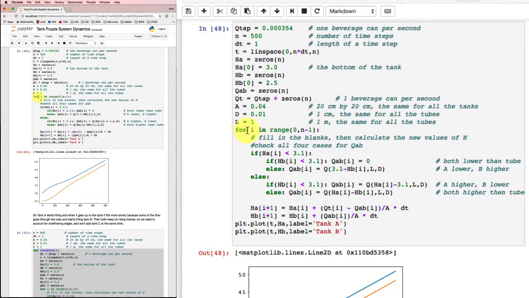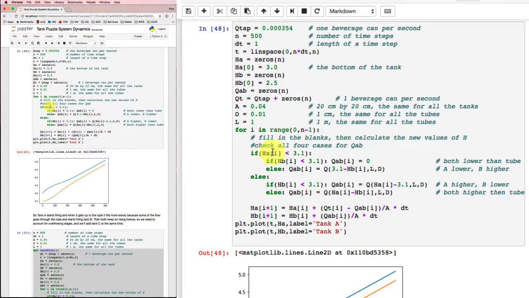So now I'm going to go through all the time steps with a for loop that goes from time 0 up to the last time step. I'm going to fill in the blanks and then calculate new values. So first off, I've got to check what's going on with tanks A and B. If tank A is less than 3.1, it's not up to the tube. And if tank B is also less than 3.1, it's not up to the tube. So the flow rate's going to be 0.